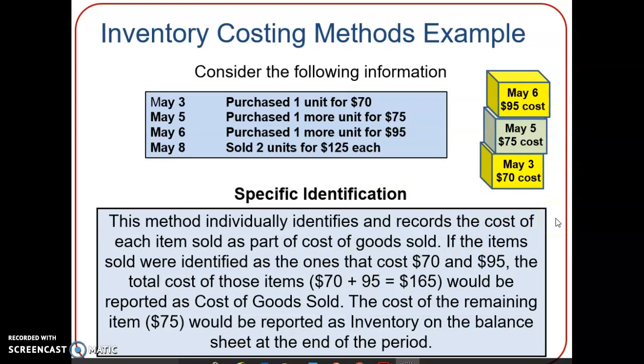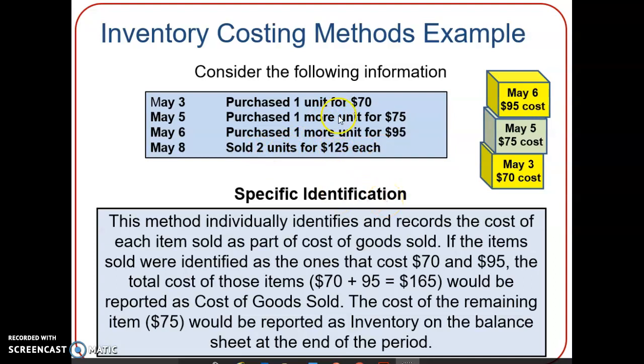Alright, so inventory costing method, the first one, let's look at specific identification. The assumptions for the 4 methods are the same. So let's assume that on the 4 days, 3rd, 5th, 6th, and 8th, those 4 things happened. We purchased 1 unit for $70, purchased another for $75, purchased one more for $95. So obviously the price keeps going up. And then we sold two units for $125 each.